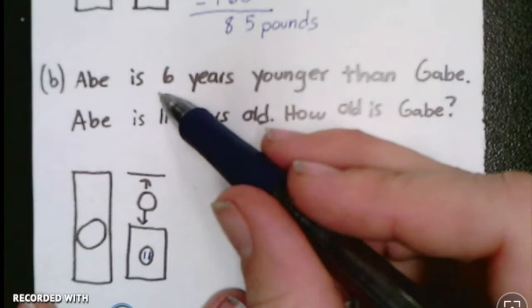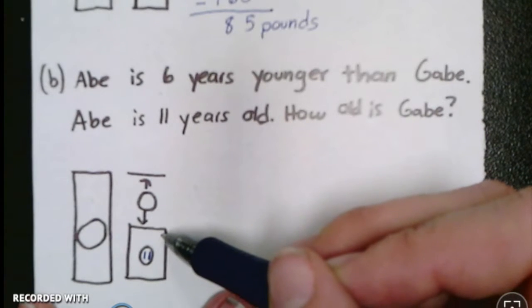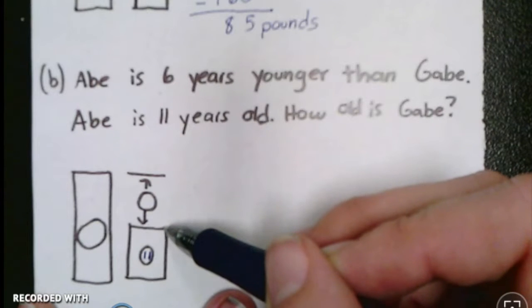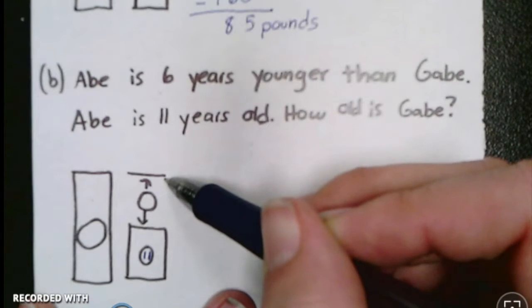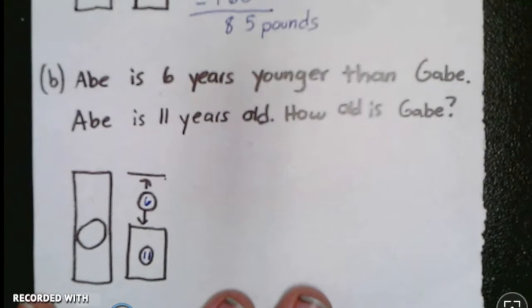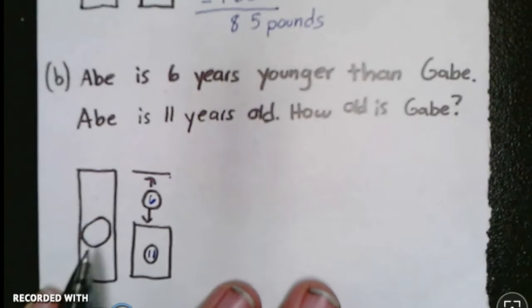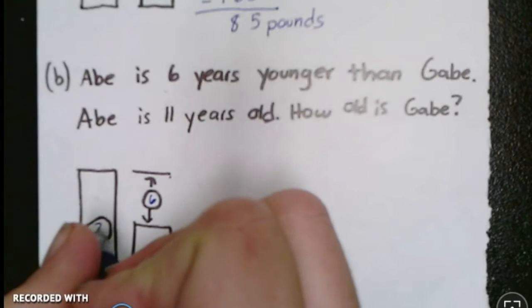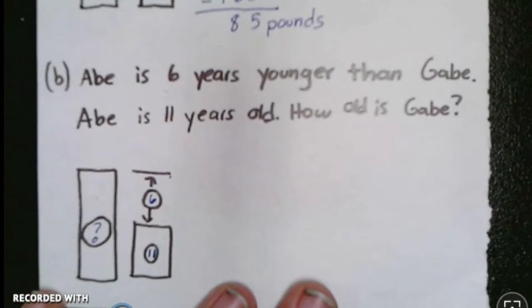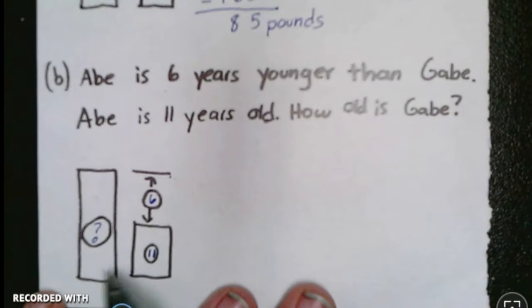And the other number that we know is that he's 6 years younger than Gabe, which means that Gabe is 6 years older than Abe. So we're going to put the 6 in there. So this is my unknown of what I'm trying to figure out. Abe is 6 years younger than Gabe. Abe is 11 years old. So how old is Gabe?